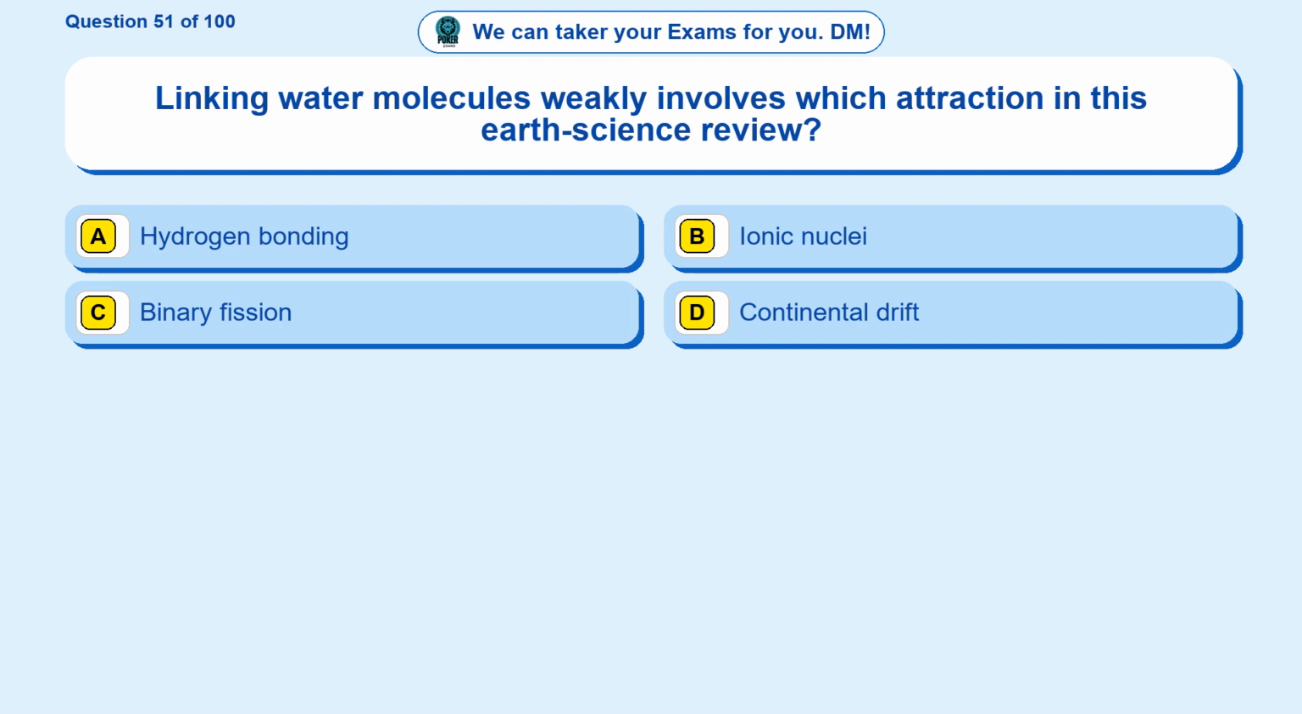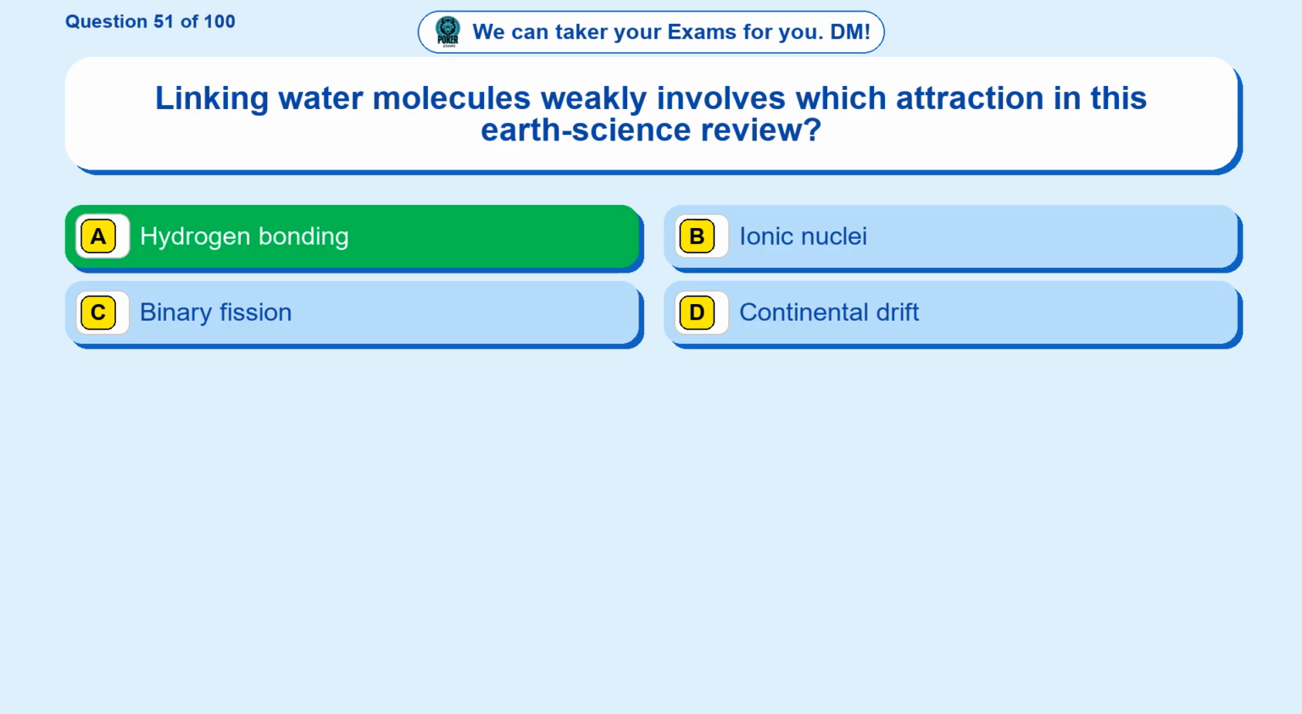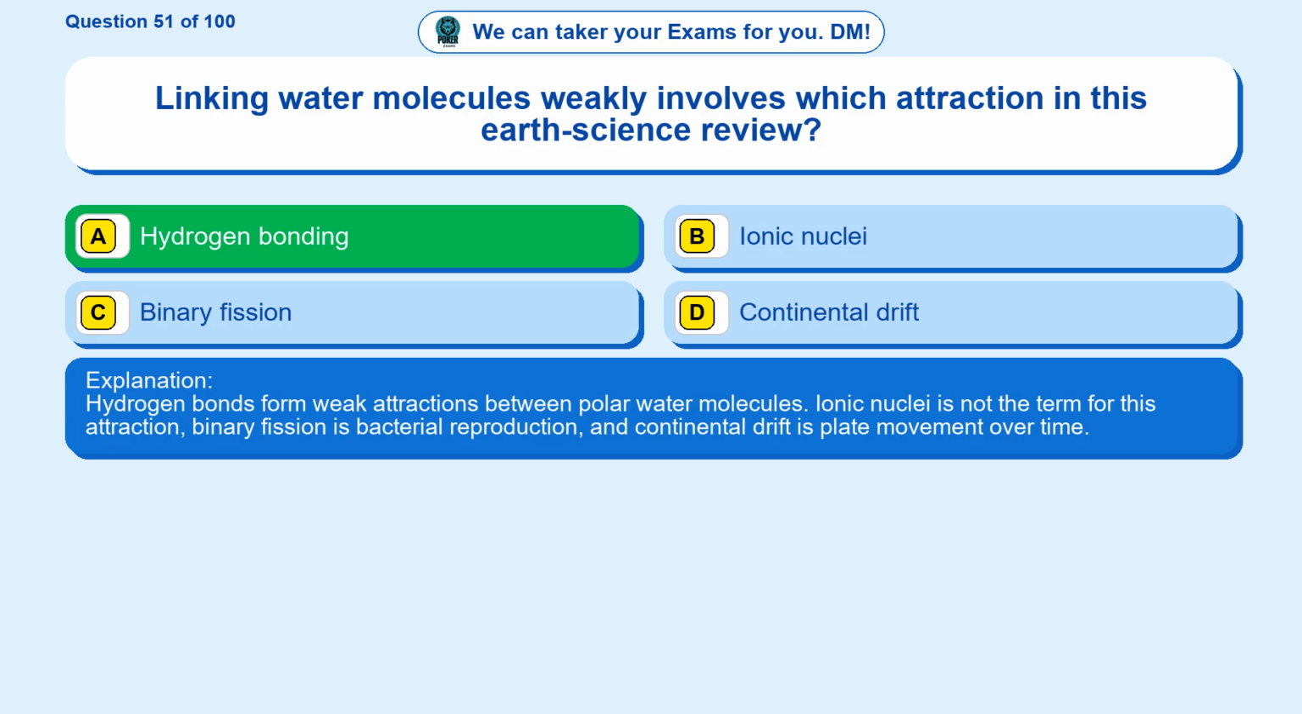Question 51. Linking water molecules weakly involves which attraction in this earth science review? Option A hydrogen bonding. Option B ionic nuclei. Option C binary fission. Option D continental drift. The correct answer is option A. Hydrogen bonding. Hydrogen bonds form weak attractions between polar water molecules. Ionic nuclei is not the term for this attraction, binary fission is bacterial reproduction, and continental drift is plate movement over time.